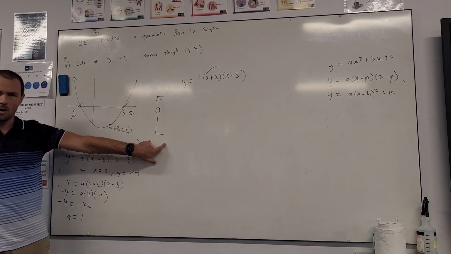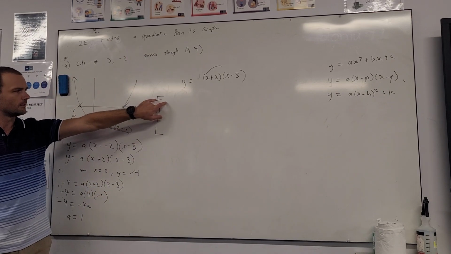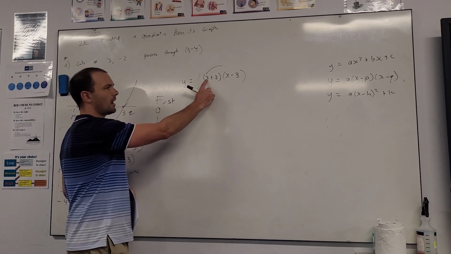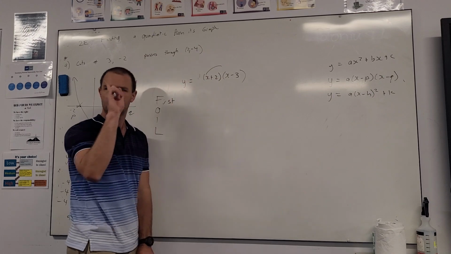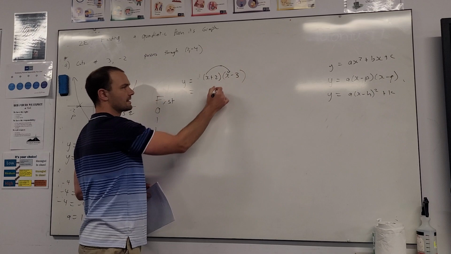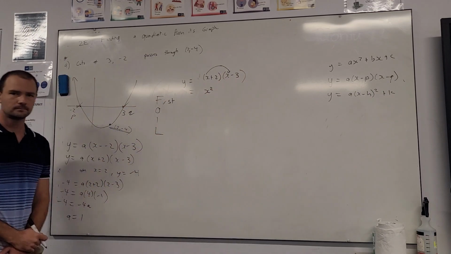FOIL is how we multiply two brackets. F stands for the first terms, all right? So I'm going to multiply x by x. They're the first terms in both of the brackets, right? X times x, that's going to give me x squared.